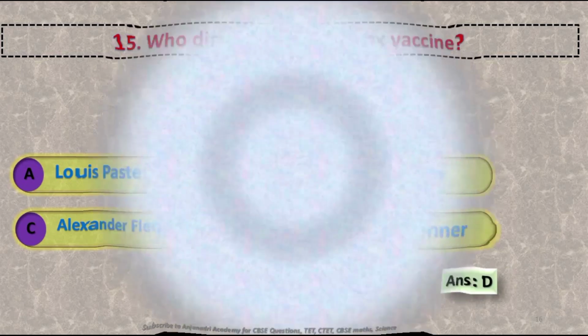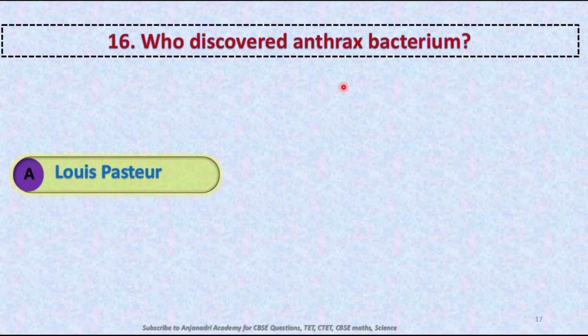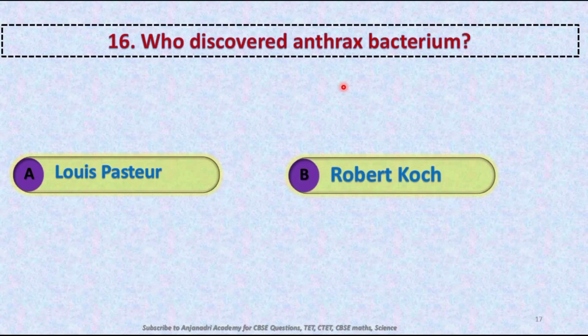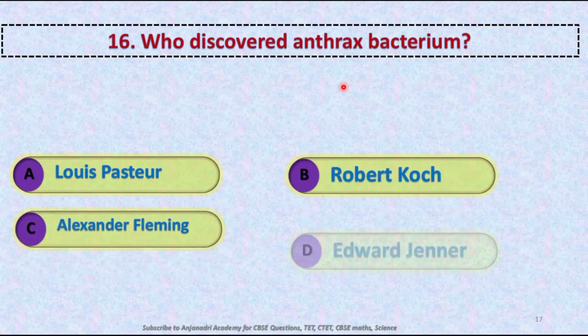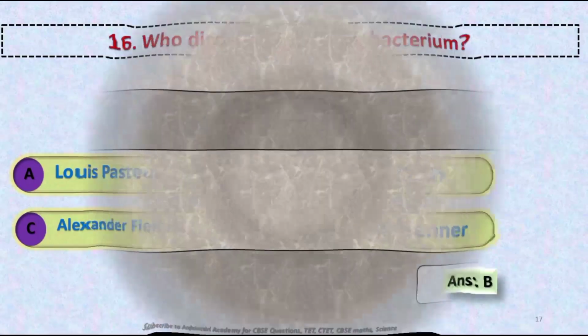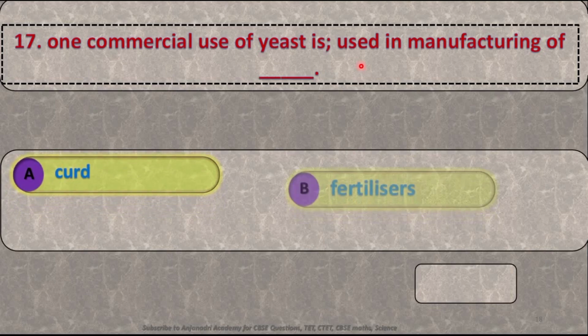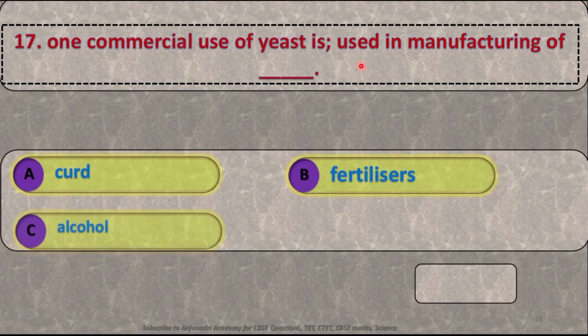Who discovered the anthrax bacterium? Louis Pasteur, Robert Koch, Alexander Fleming, Edward Jenner. The correct answer is option B. Robert Koch discovered the anthrax bacterium. Option B is the correct answer. One commercial use of yeast is in the manufacturing of curd, fertilizers, alcohol. Option D, both A and C.